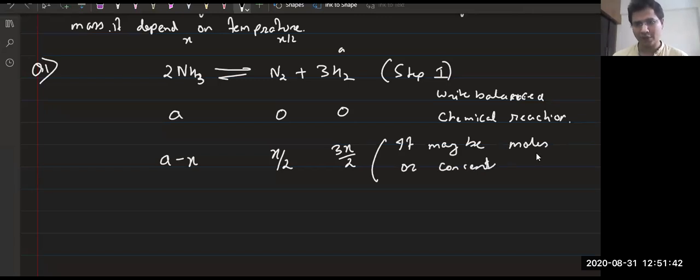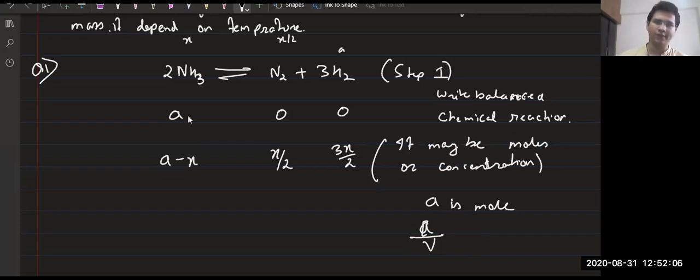Means, see this. I'm taking A, which can either be moles or concentration. What's the difference? If A is moles, then concentration should be A by total volume, yes or no? Yes. So here I'm taking moles initially, and the total volume is V. Because the reaction is carried out in the same vessel, the volume of NH3, N2 and H2 should be the same. Agree?